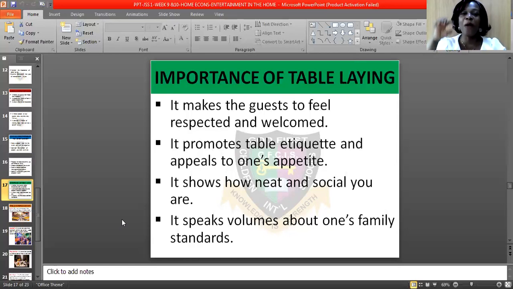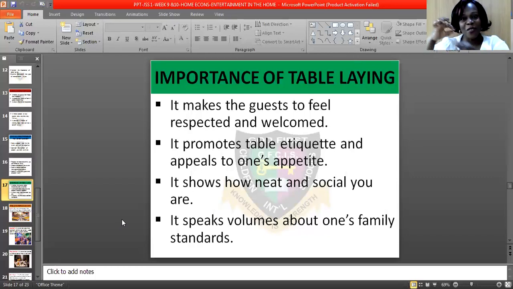It promotes table etiquette and appeals to one's appetite. Yes, it will give that person appetite to eat whatever is being placed on that table, and it will make the person show the etiquette he has in entertainment. Is that taken? All right. It shows how neat and social you are. If you present or lay your table very well, it shows that this person is a social person, a neat person, and so on and so forth.